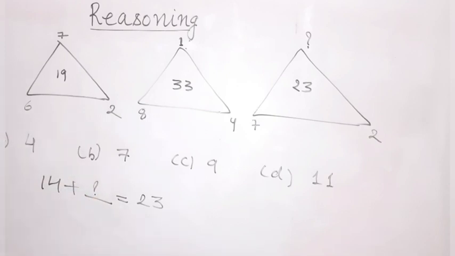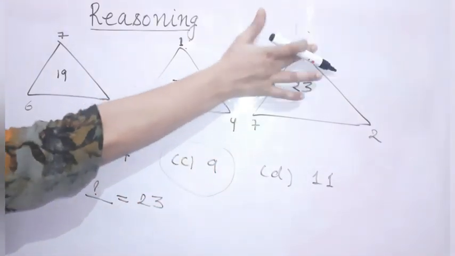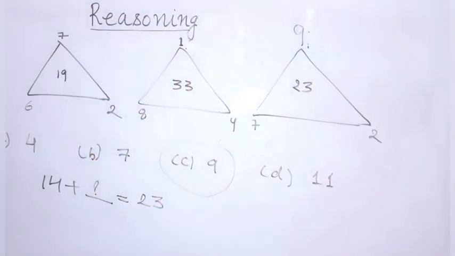So now are you able to answer this question? If anybody has not answered, they can pause the video and comment down in the comment section. Yes students, very good. 9 is the right answer. 9 will come here in the place of the question mark. 9 should be added to 14 in order to make it 23. So question number 1 is done.